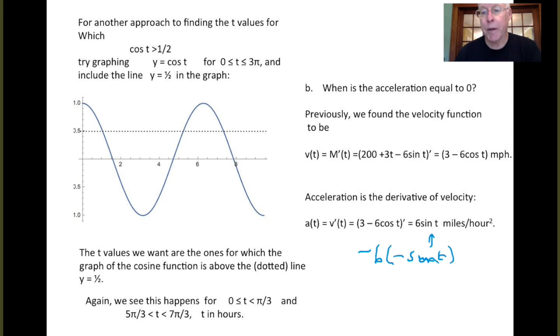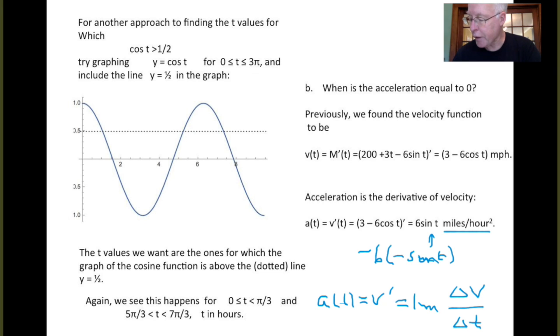Gives a result there. Now notice we now have units of miles per hour squared. That's because a of t, or v prime, is the limit of delta v, the change in v, over the change in t. And remember, v had units of miles per hour, and t had units of time, which was given in hours. So miles per hour divided by hours gives us miles per hour squared. Again, the units are important here.